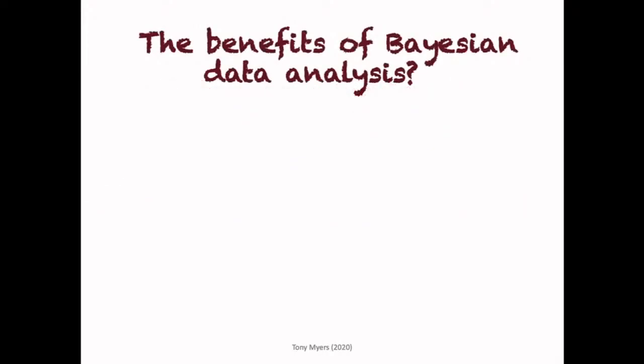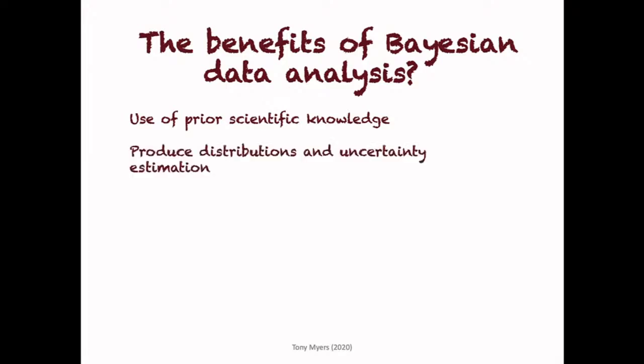What are the benefits of Bayesian data analysis? Well, one is the use of prior scientific knowledge. This is potentially also a double-edged sword, because how do we agree what prior scientific knowledge is? But certainly it's a way of incorporating what we already know about something, even if it's only about the measurement itself, about what the measurement scale is in the problem that we're addressing. We produce, with Bayesian analysis, distributions and uncertainty estimations in a distribution rather than in an interval.